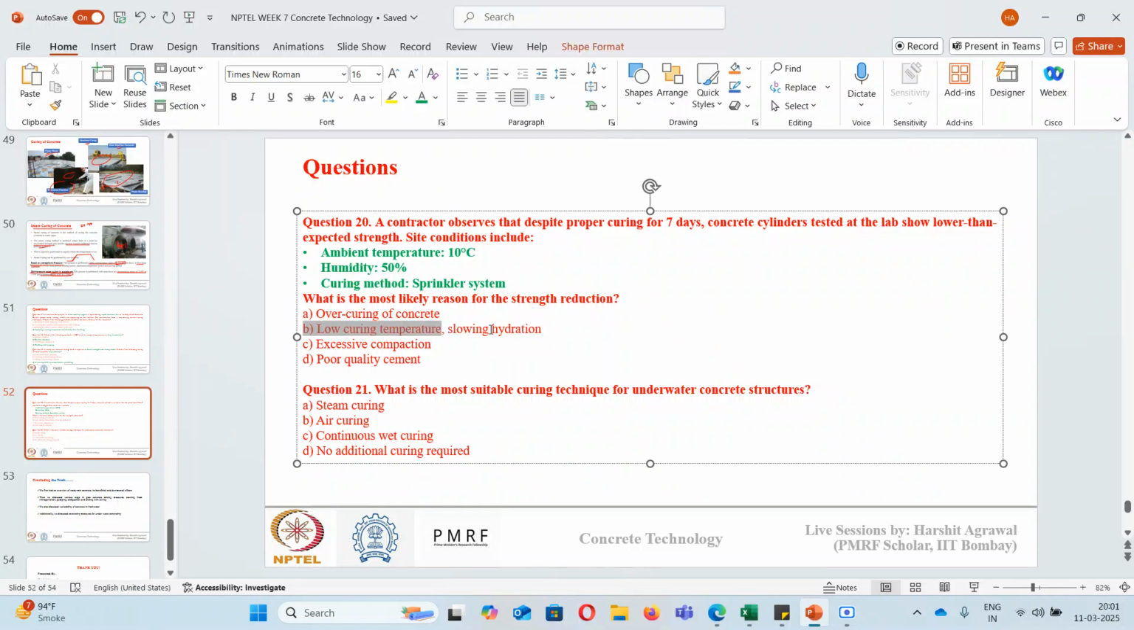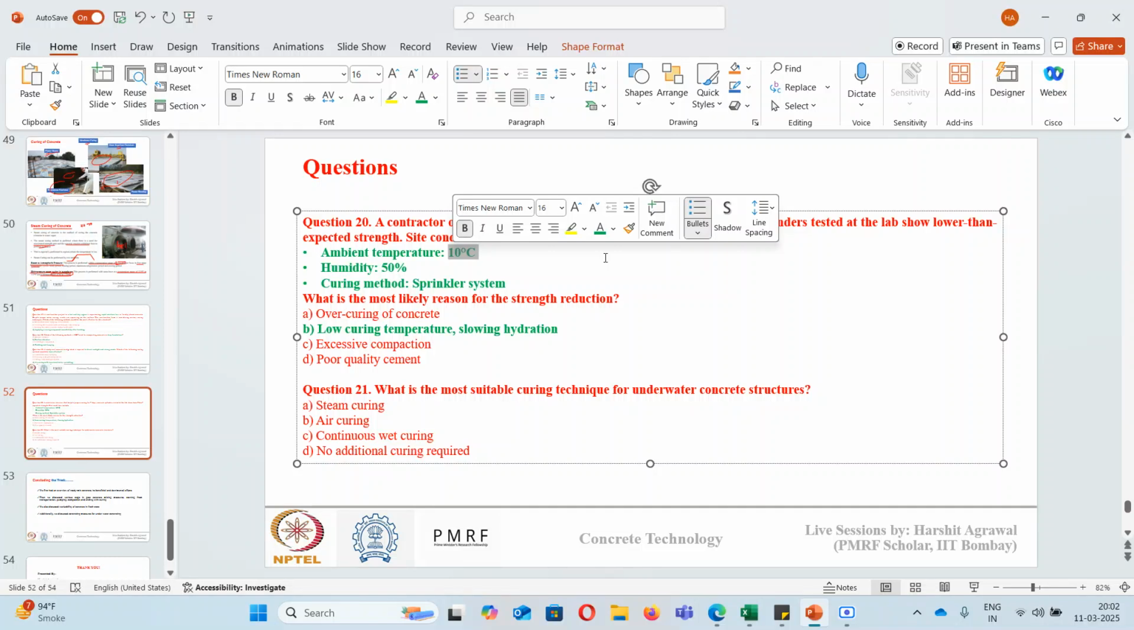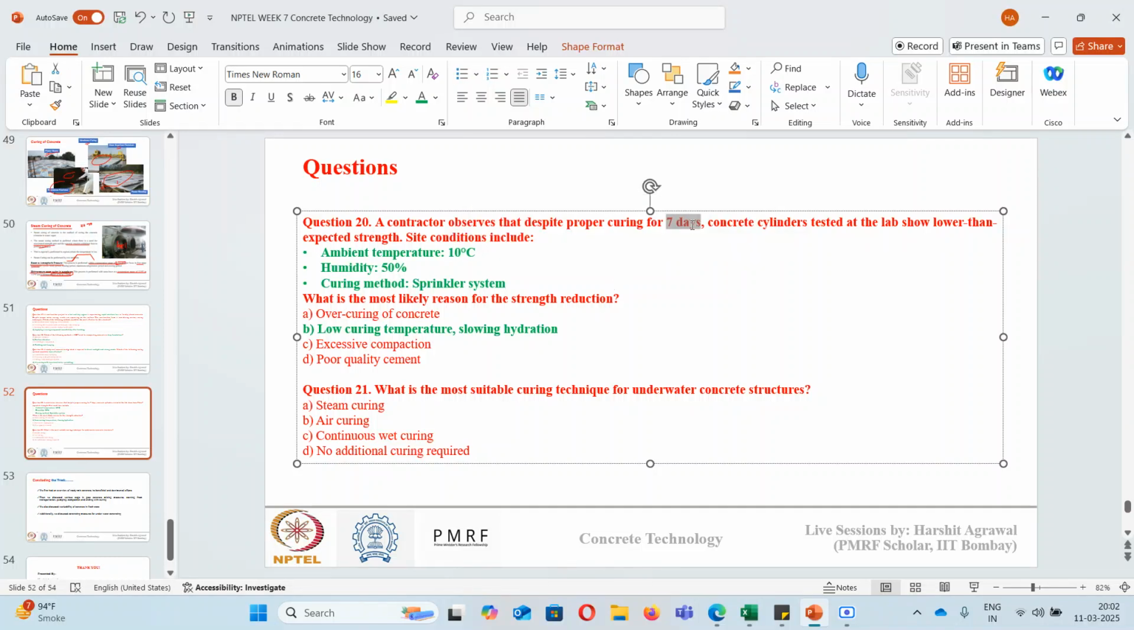Okay, so the correct answer is B here. Why? Because at a temperature of 10 degrees, hydration will proceed slowly. The hydration process will slow down and delay the strength gain. That's why they were not experiencing enough strength gain after 7 days. So that can be the most likely reason for not meeting the expected strength. Even after proper curing, it can happen.